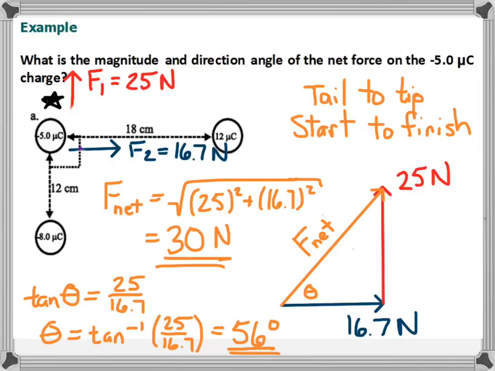Okay, so that's how you can use vectors in order to figure out what the net force is acting on this -5 microcoulomb charge. It's going to be a vector whose magnitude is 30 newtons and whose direction is up and toward the right at an angle of 56 degrees with respect to the x-axis, or the x direction.